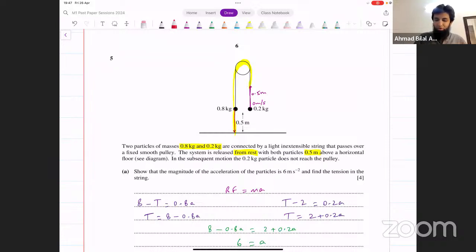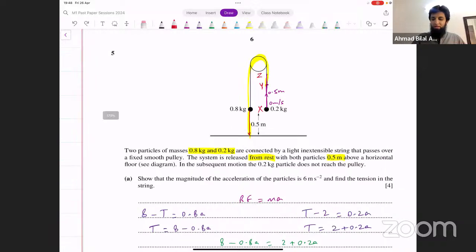You say this point is X, where the particle started, and then this point is Y, when the 0.8 kg particle hit the ground. From X to Y, the string is taut. And then at Y, the string now becomes slack. The particle moves upwards for a little more until it reaches its greatest height. Let's say this point is Z. And then it will start going down after that.